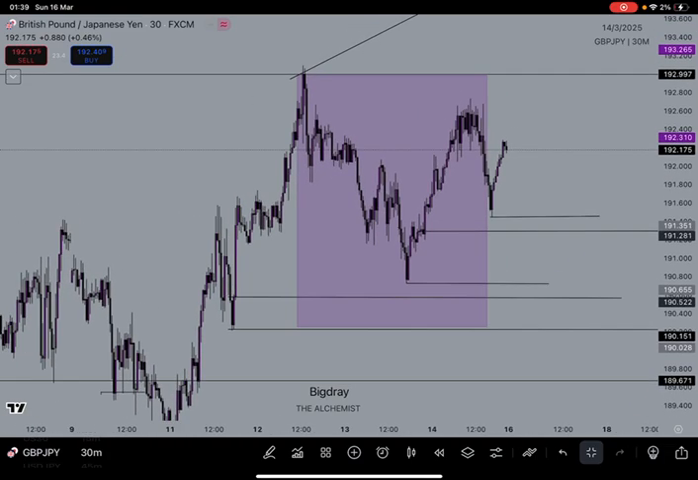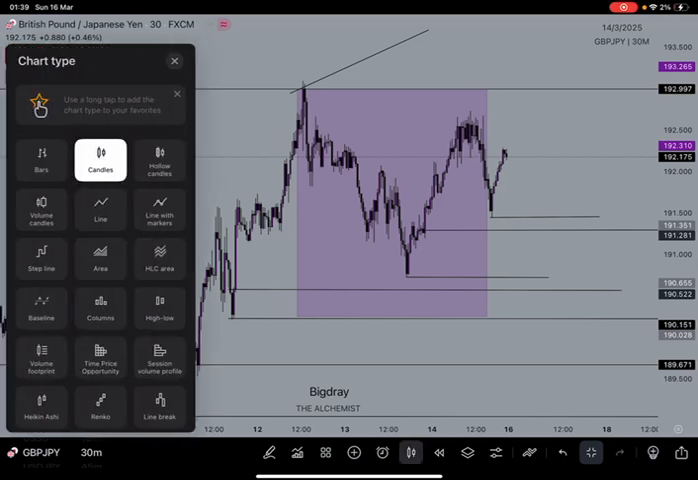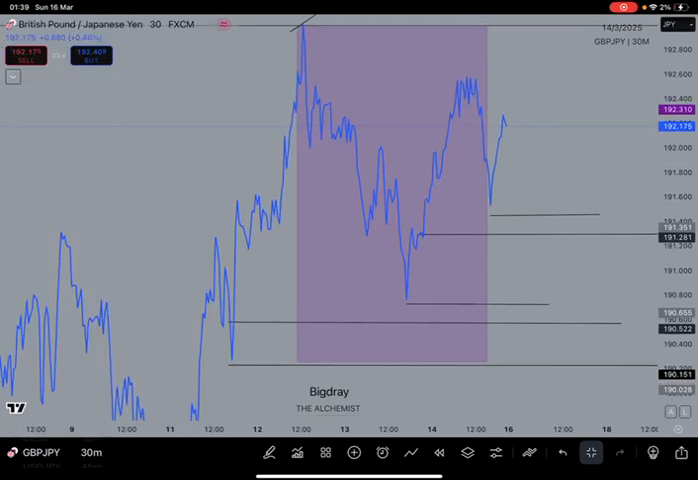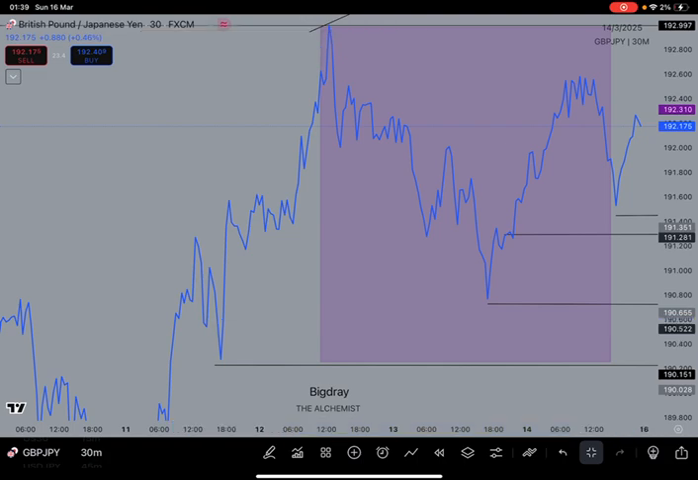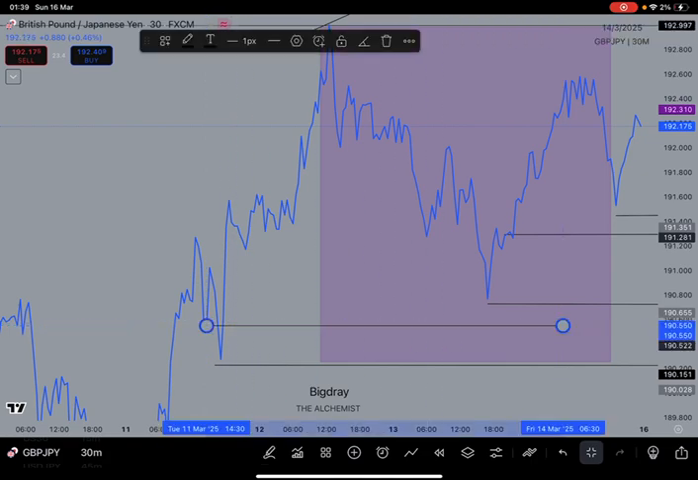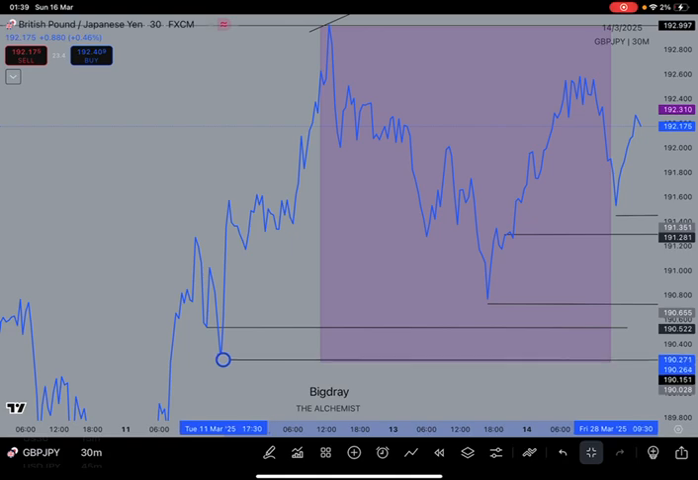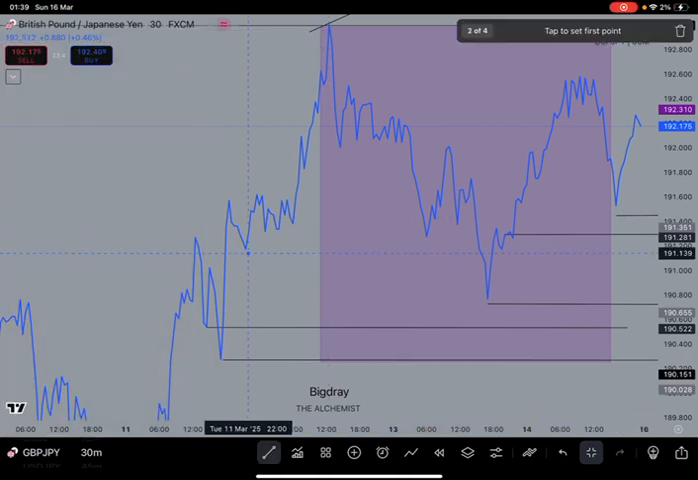Okay, you can see now on 30 minutes, if you change to line, you will see the structure very well. What is this? This is a support. This is a support that was swept. Here now becomes what? A strong low. And now there was a pullback right here.